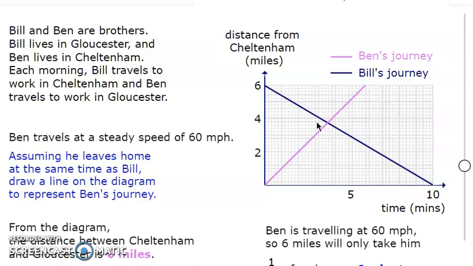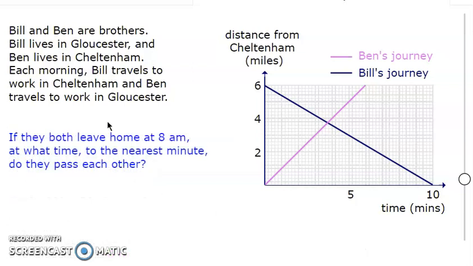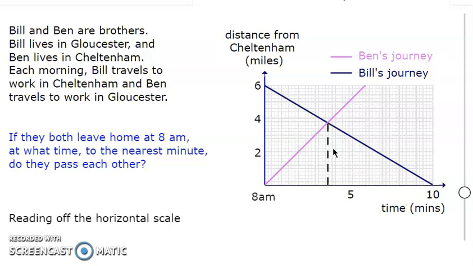This purple line indicates Ben's journey, and the blue one indicates Bill's journey. If they both leave home at 8 a.m., at what time, to the nearest minute, do they pass each other? So when you draw these lines, they will meet at this point. You can see my cursor. Drop a perpendicular, and you can see it reaches here at around 4 minutes. So time would be 8:04.